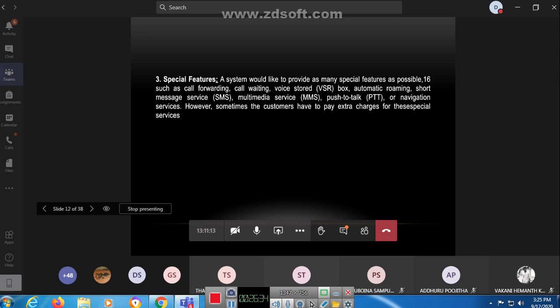Call forwarding and call waiting are both normal features only. Call forwarding means, like I said previously, if you are busy, you can forward or divert another call, or call waiting likewise. These are normal features only. Next, push to talk: you can hold that and talk. And navigation services: in your mobile phone, if you want to give the settings, it is the navigator. Likewise we can give the special features.